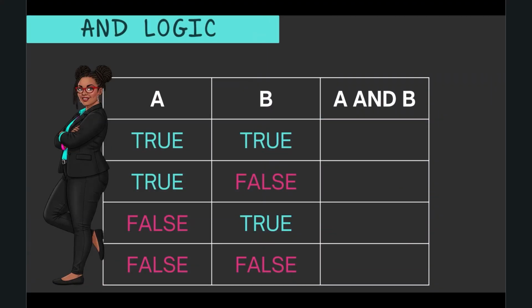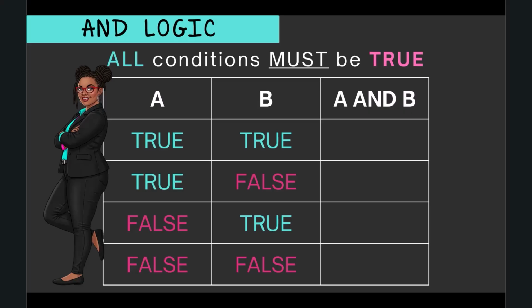Alright, so here we have a truth table that fully explains the AND logic operator. Remember the core rule we talked about. For AND, all conditions must be true for the result to be true. Let's look at it carefully. We have our two conditions, A and B. In the first row, if condition A is true and condition B is also true, then the result of A and B is true. This is the only time for the AND operator that you will get a true result.